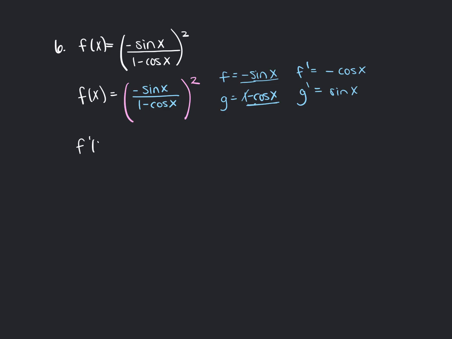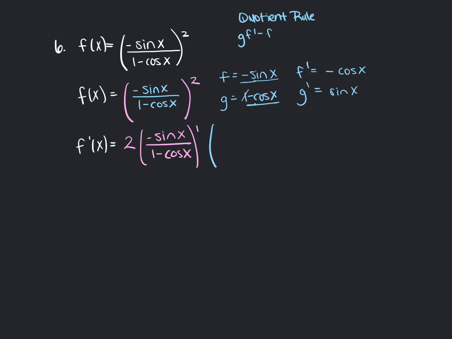So f prime of x is going to be the derivative of the outside. Again, you're probably screaming at me because I just didn't follow what I said. The derivative of the outside, I bring the 2 out front. I keep the argument. I subtract 1 from the exponent to get a 1. And then that's times the derivative of the inside, which is my quotient rule. And remember, on the quotient rule, we have low d high minus high d low over low low.